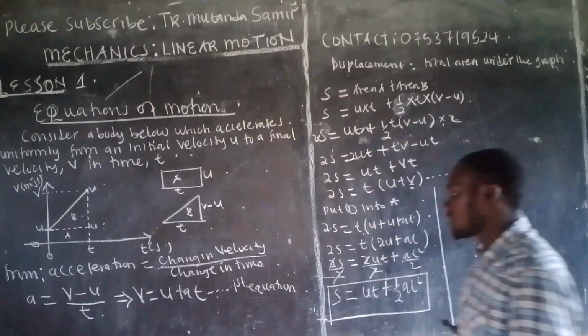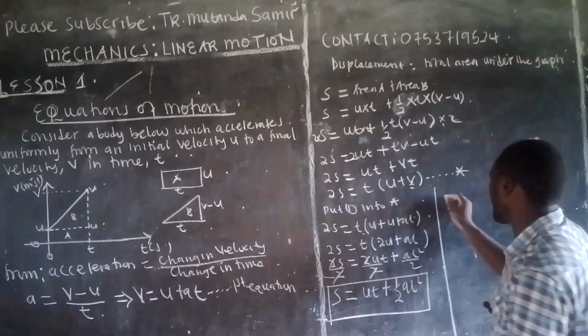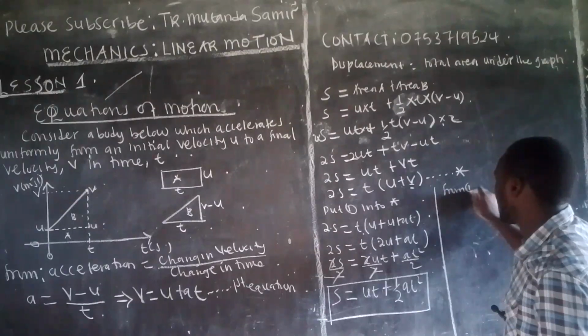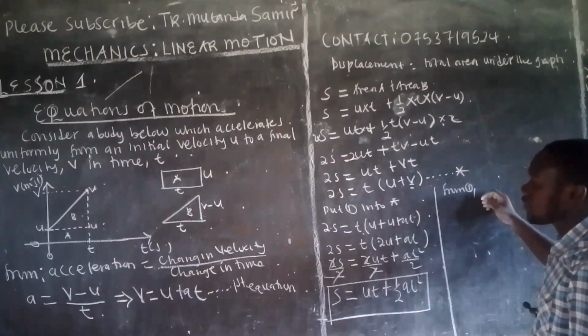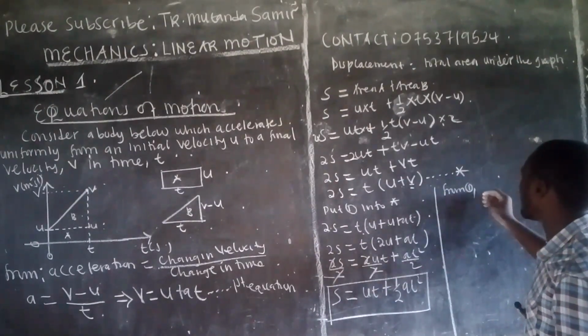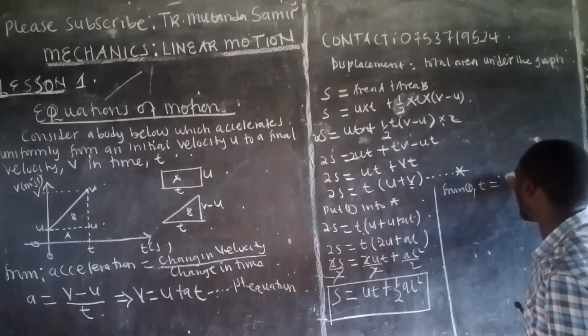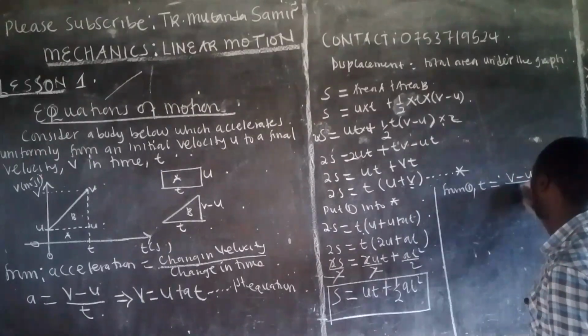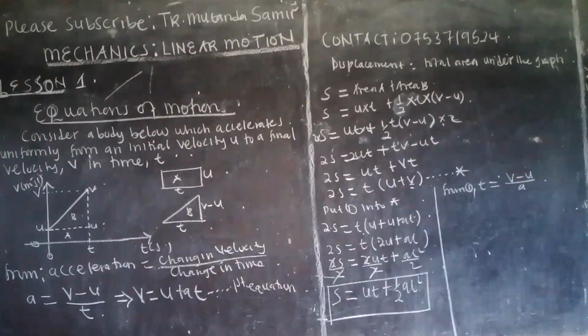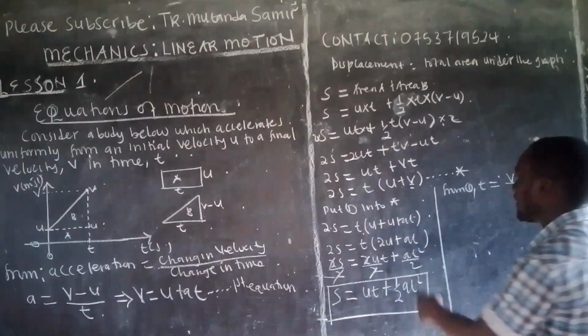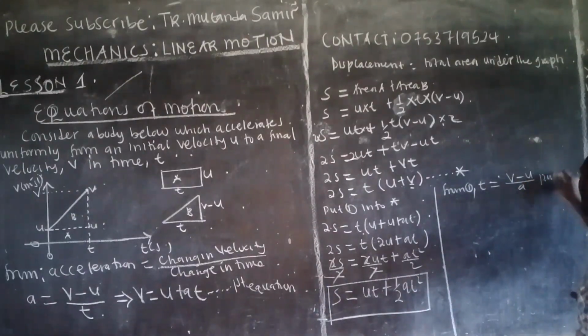Now still, we are going to use equation 1. We shall now say from equation 1, what now in equation 3 doesn't have t. So you make t the subject from equation 1. So now t will be equal to (v minus u) over a. So now there you come and substitute still in equation star. Put in equation star. Equation star is this one.